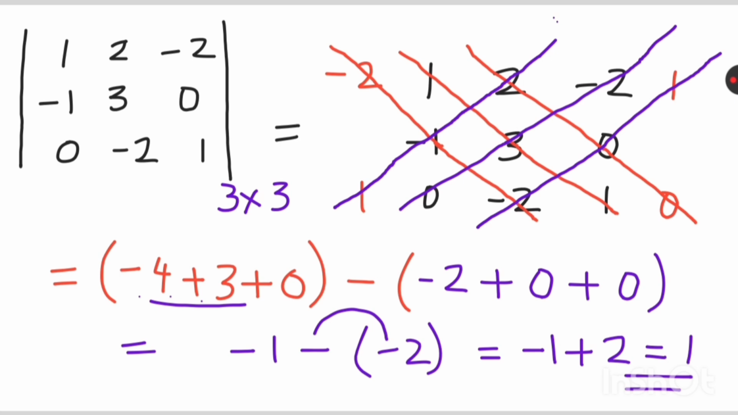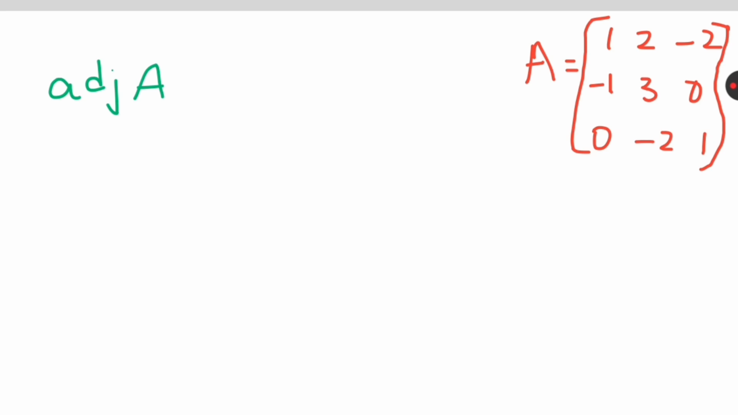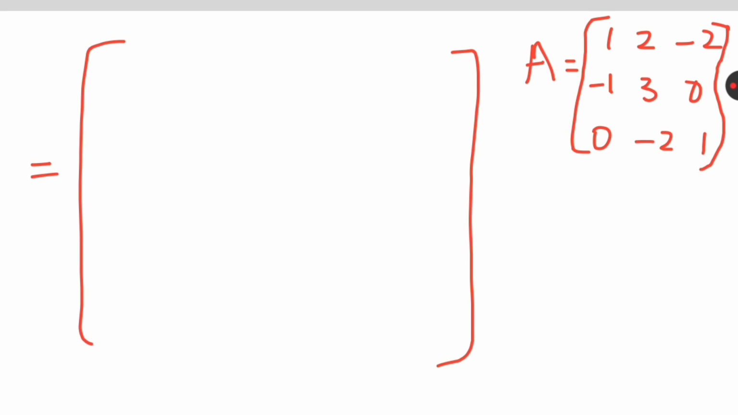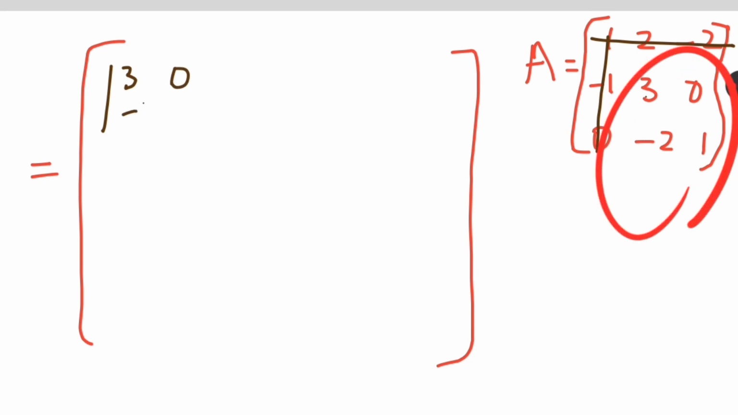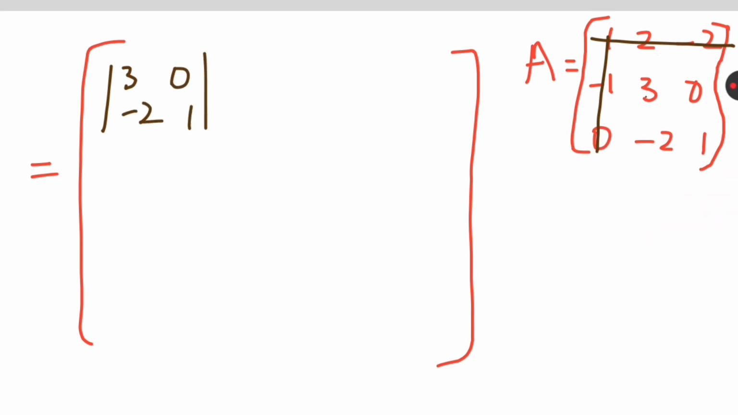Now let's go find the adjoint of A. For the adjoint of A, first we need to find the cofactors of that matrix and then transpose. This is our given matrix. How can you find the cofactors of that matrix? It is a 3 by 3 matrix. So first we cancel the first row and first column, and what we have is 3, 0, minus 2, 1. That is the first element of your 3 by 3 matrix.